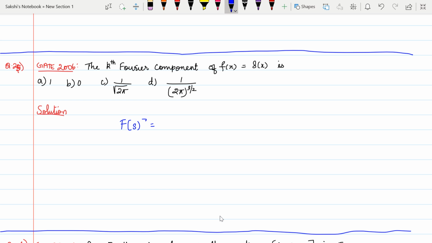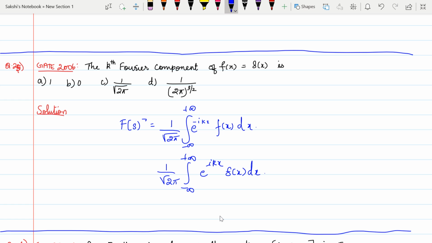The Fourier transform is basically written as 1 by root 2 pi integral e power ikx f of x dx. So here f of x will be delta x. So 1 by root 2 pi, integral from minus infinity to plus infinity, e power minus ikx delta of x dx. Using the property of delta of x, we get this integral to be 1. So the Fourier component of f of x, that is the delta function, will be 1 by root 2 pi. Okay, so this one is very easy.